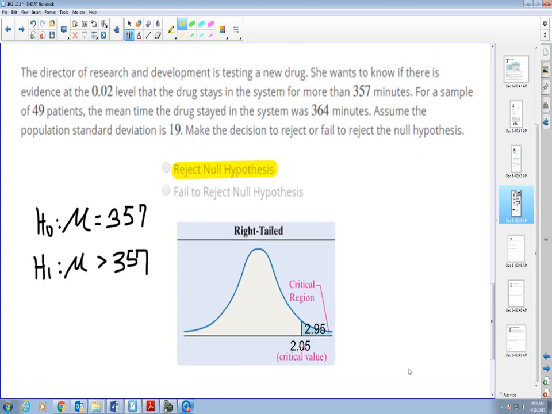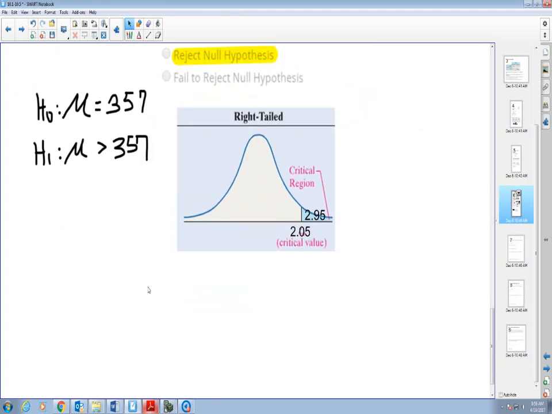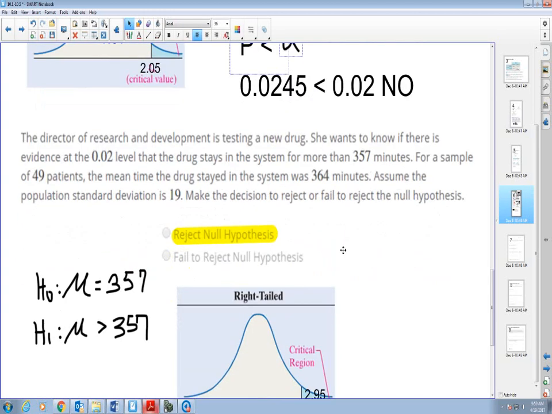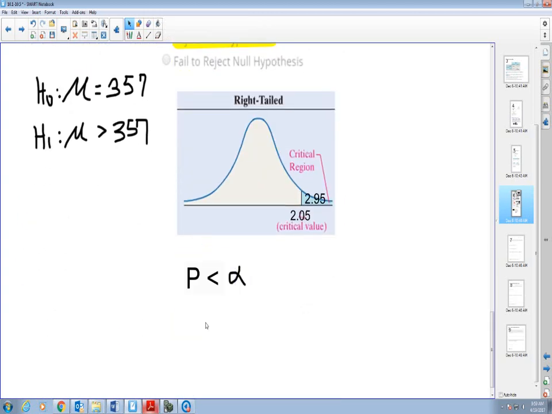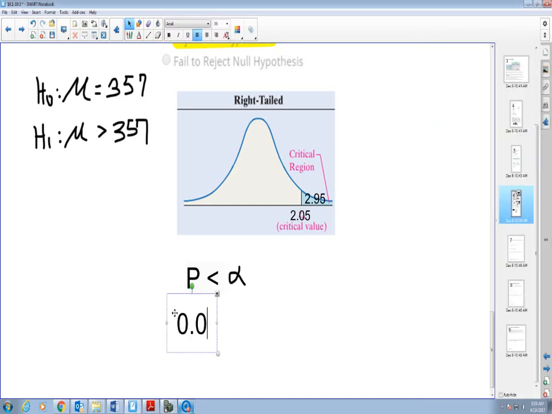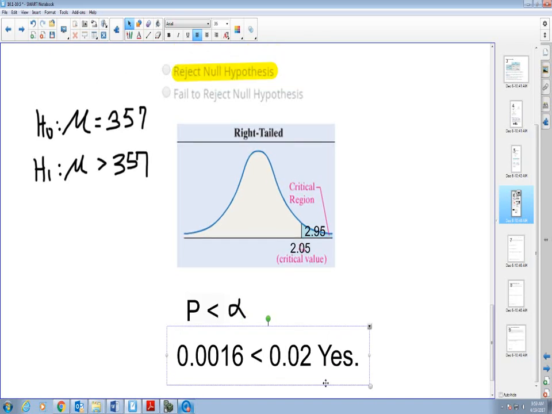All right. You can do the P and alpha too. Is my P less than my alpha? I already wrote it down right here. What's my P? 0.0016. Is that less than my alpha, which we decided to be 0.02? Yes. Fail to reject. Excuse me. If it's yes, then we reject.